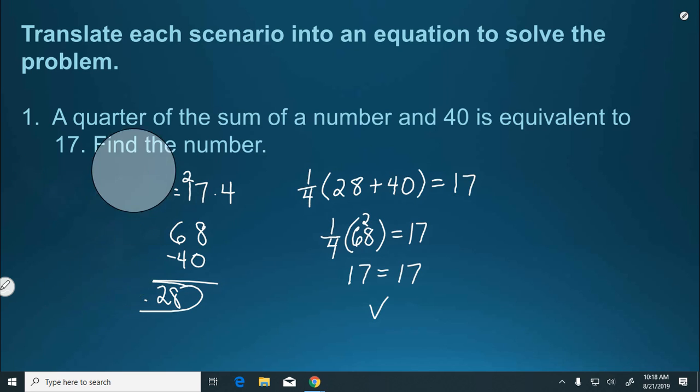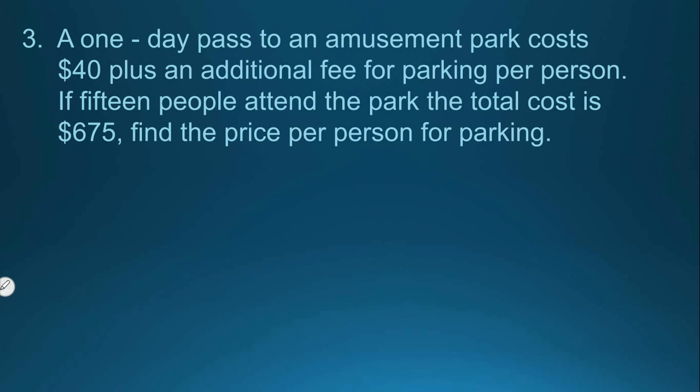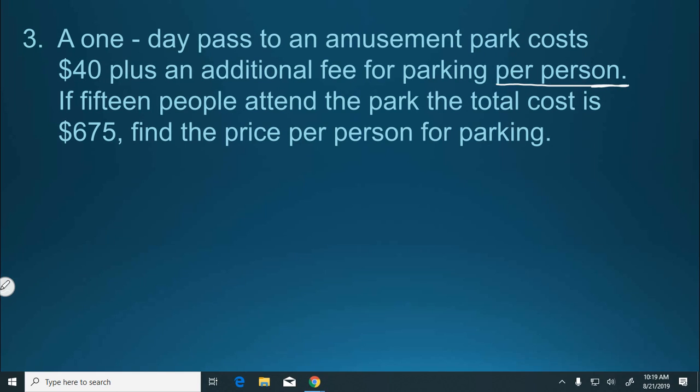All right, so that one's a little bit straightforward. It will get a little bit more challenging than that. Jumping to number 3. Now we have a one-day pass to an amusement park that costs $40 plus an additional fee for parking per person. So each person has to pay the $40 to get into the park and some price for parking that we don't know. So we're going to call that P. Then 15 people total are going to the park, and the cost is $675.